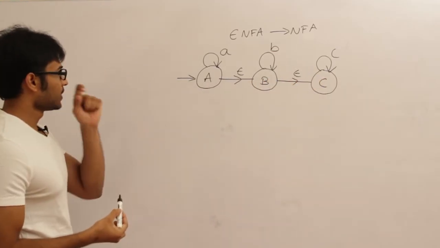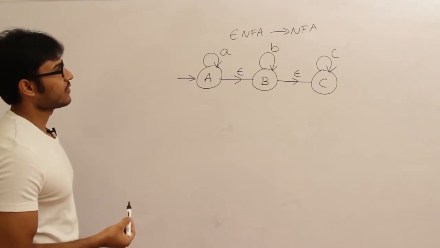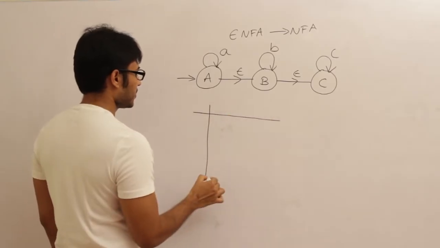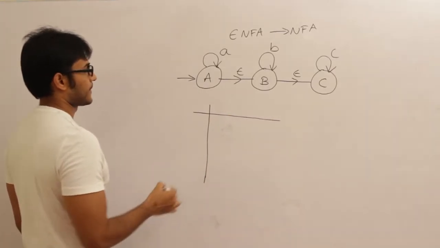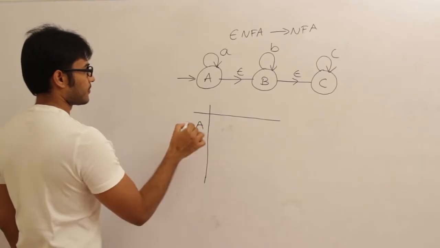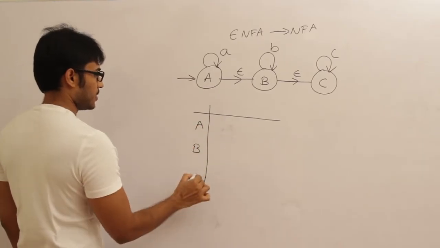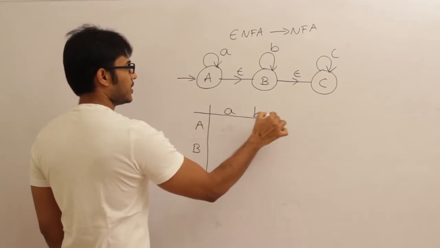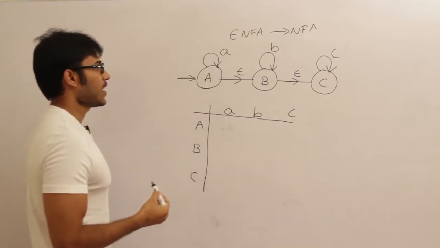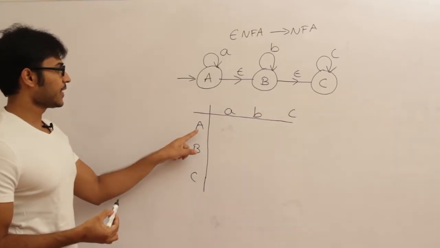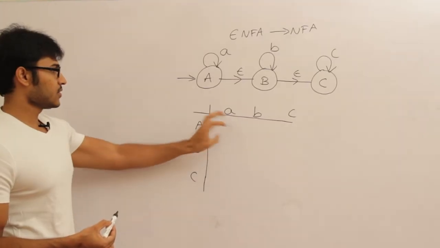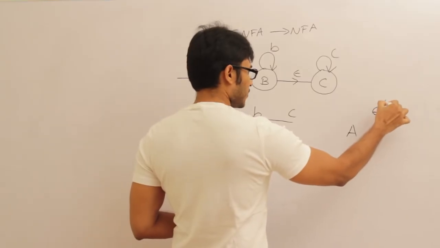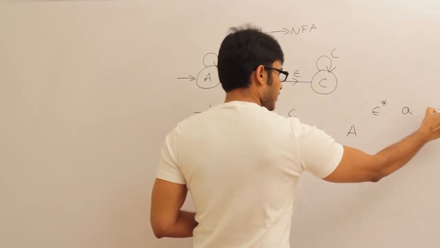Okay, so in order to convert this epsilon NFA to NFA, I have to construct the transition table. The transition table is going to look like this: capital A, capital B, capital C. Okay, so inputs are a, b and c. Fine. So I have to find out what the transitions on capital A on small a are in case of NFA. In order to find it out, I'll find the epsilon closure of A first, and then a, and then epsilon closure.